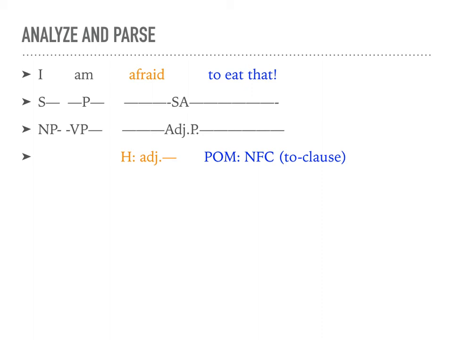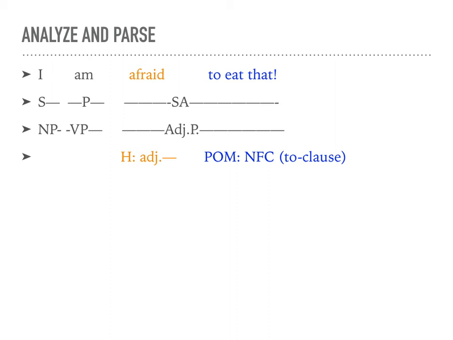And once again, the difference between a finite and a non-finite clause is that a finite clause has a subject and it has conjugation, so the verb can change, whereas this one right here does not have a subject. It's just the verb and, of course, the object of that verb, so eat that.